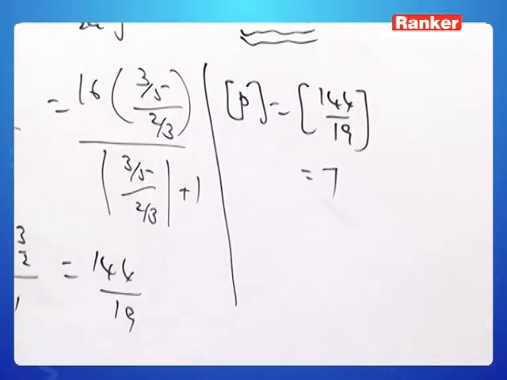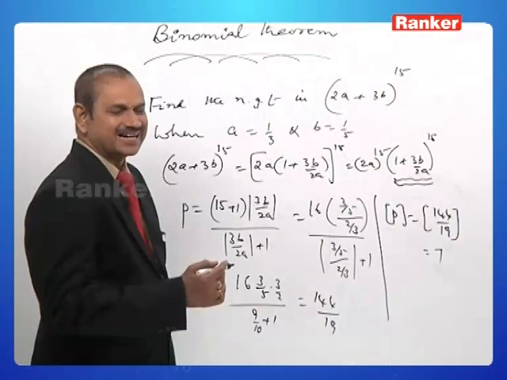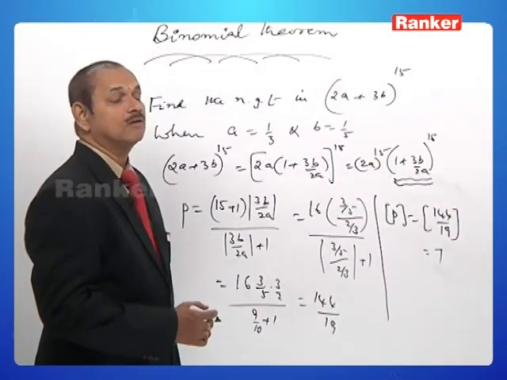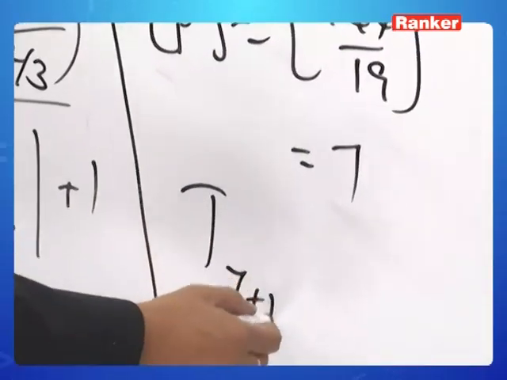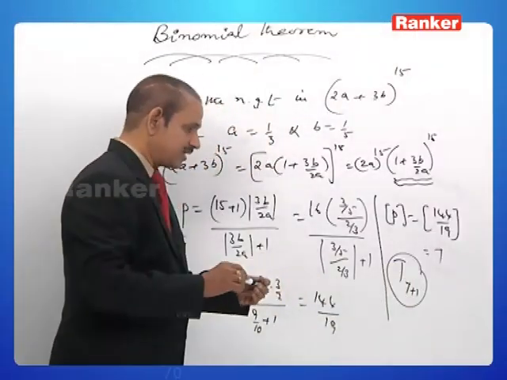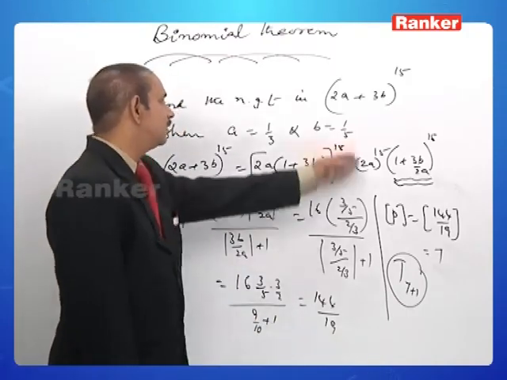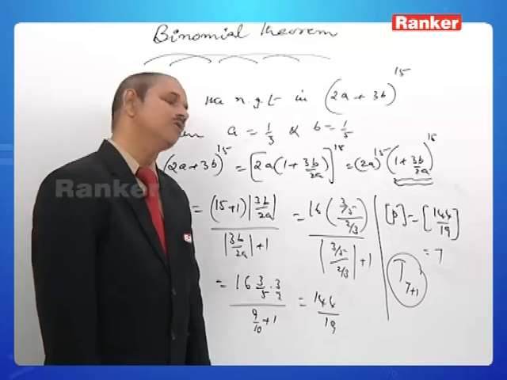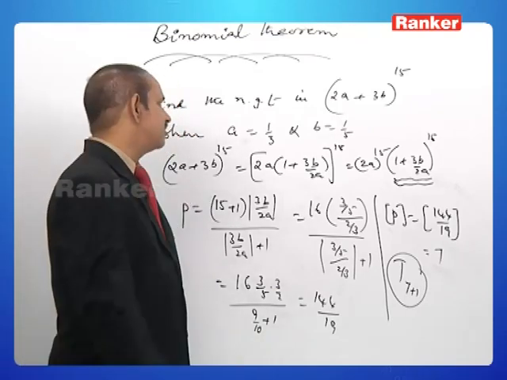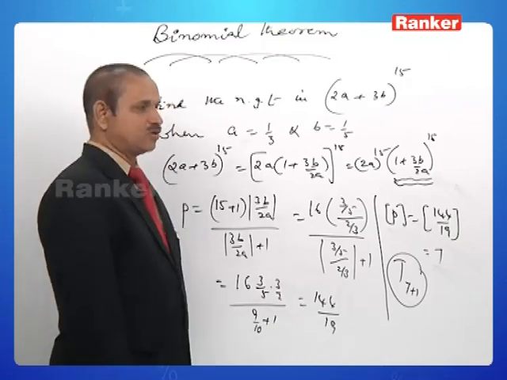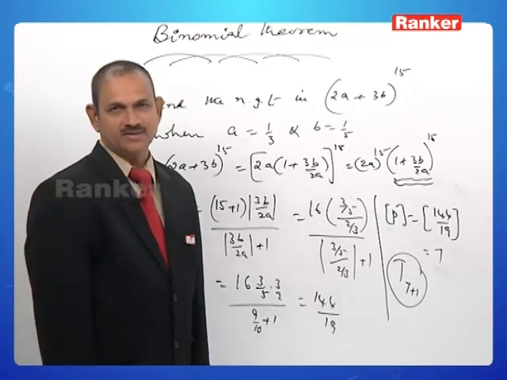Is 7. Good. What is the largest term or numerically greatest term? T7 plus 1 is the numerically greatest term. Where should you find T8 from this? Of course, after getting T8, in the place of A and in the place of B, you are supposed to put 1 by 3 and 1 by 5 again. That is the way to get it.